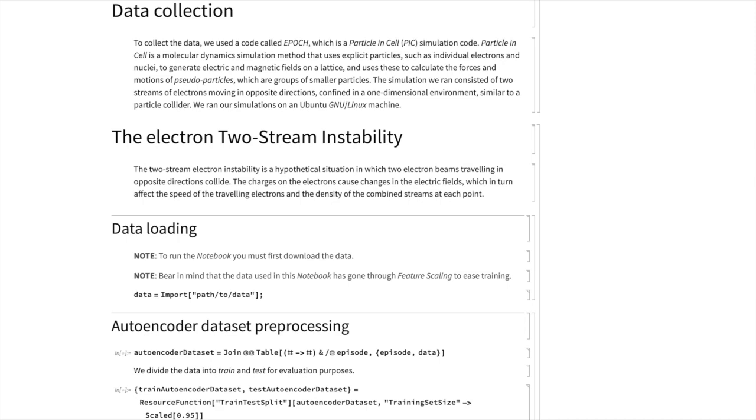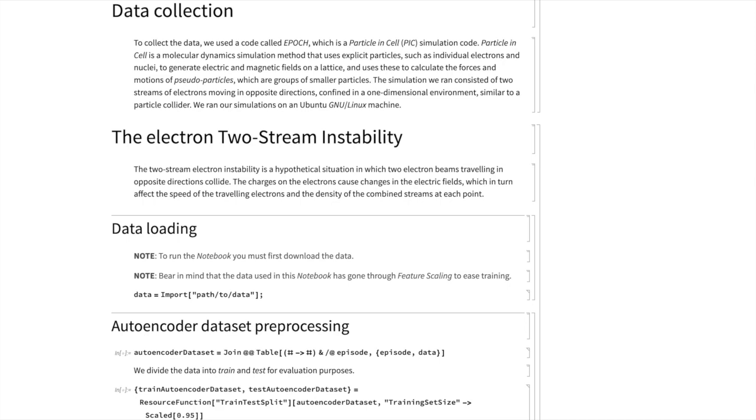Particle and cell is the molecular dynamics simulation method that uses the explicit individual particles like the electrons and nuclei of atoms to systematically generate electric and magnetic fields on a grid lattice, and then use those to calculate the forces and motions of pseudo-particles, which are essentially just clumps of the explicit particles. And our particular simulation was in a one-dimensional environment, similar to like a particle collider.